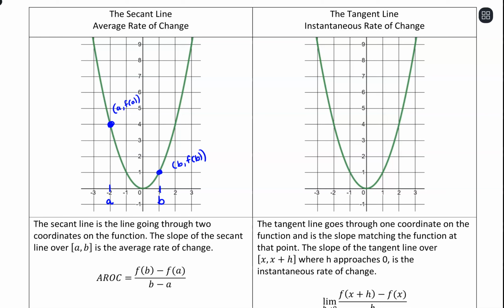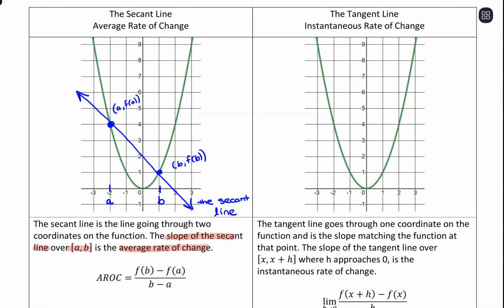And I just want to make sure I get this right. Something like this. So that line right there is the secant line. And this average rate of change comes from the slope between those two points. So the slope of the secant line over a to b is the average rate of change, or for short, we call it AROC. And what we do is we take the difference in the outputs over the difference in the inputs. So we end up with f of b minus f of a over b minus a. So that's our average rate of change.